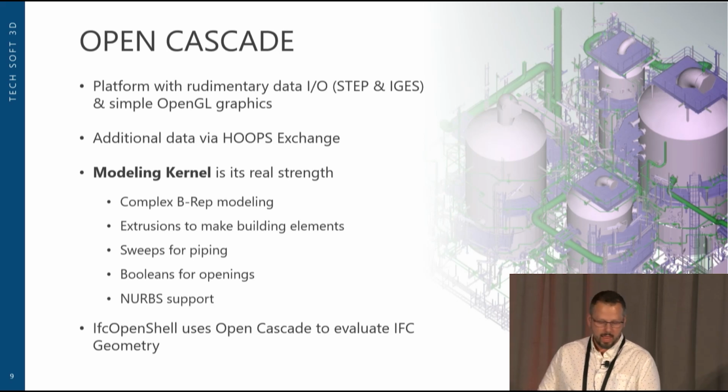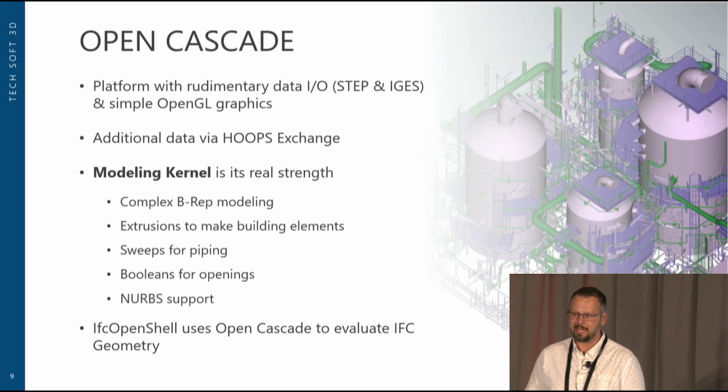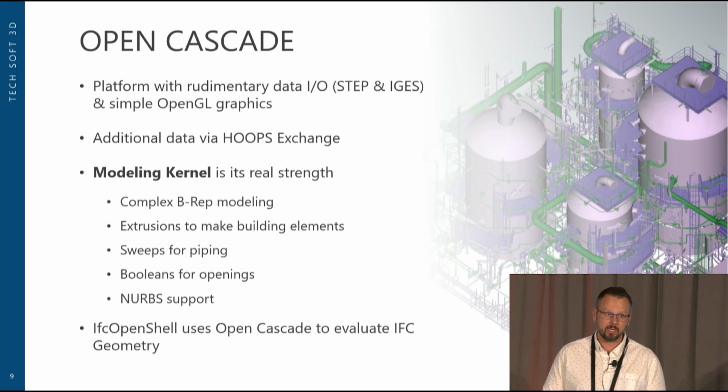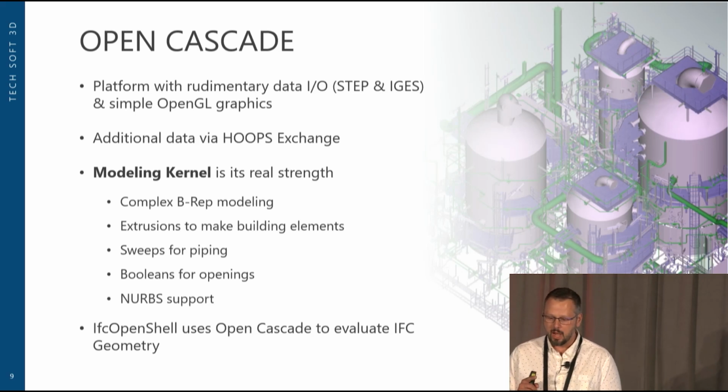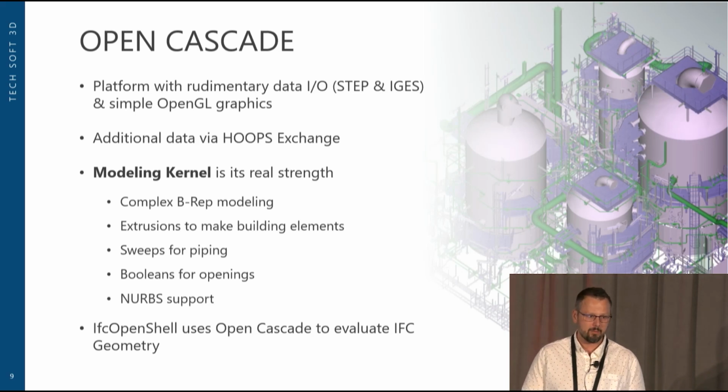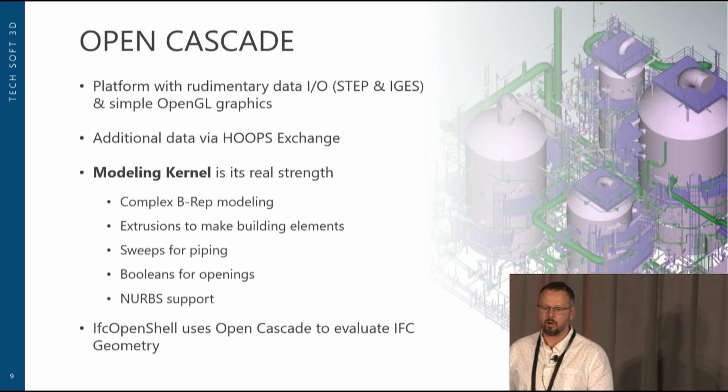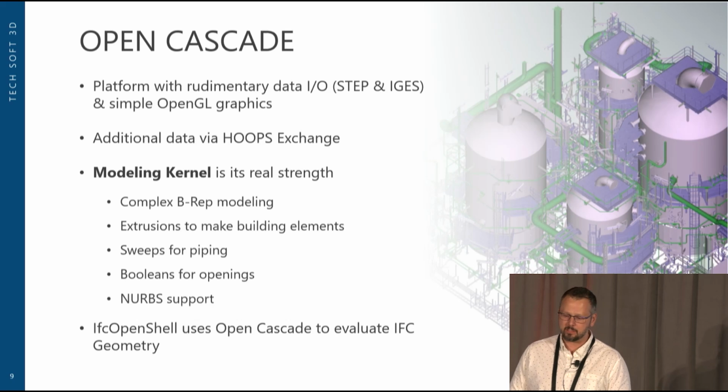This is what they're known for, though they have a viewer, though they have some file readers. The benefit of using Open Cascade is you can then create those cutouts or other Booleans that are important for AEC. So if I want to do sweeps for piping, or I want to do extrusions to create building elements, if I draw a profile and I want to extrude it up, this is what you would use a modeling kernel for. This is what you would use Open Cascade for. In fact, this is the basis for IFC OpenShell.js, which is a tool for importing IFC data. And so Open Cascade is a great technology.